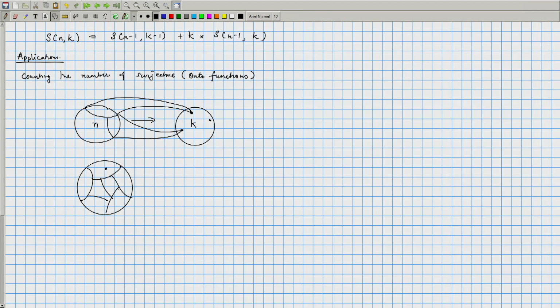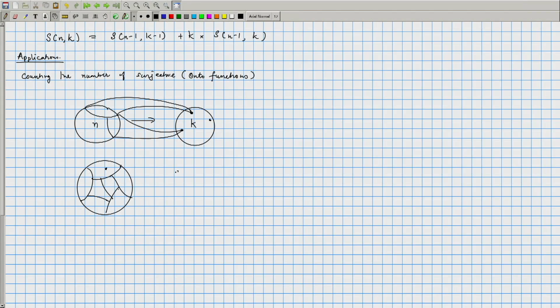So, you take one particular partition, it can be converted into a function. Okay. Of course, you have to decide this particular part is assigned to which particular number. If you look at any particular surjective function, it basically induces a partition on the domain. Okay. So, one way of constructing surjective functions would be first choose a partition of the domain, and then for each part assign a particular number from the range. So, split or partition the domain into k non-empty parts.